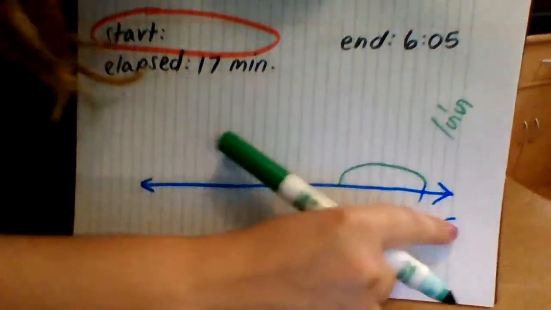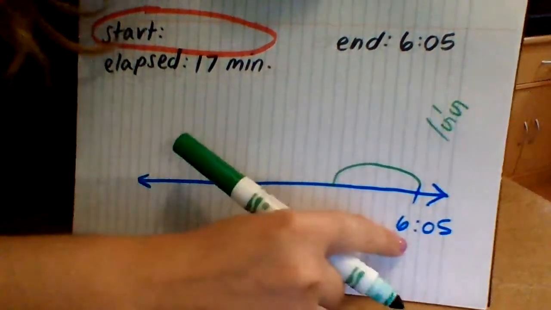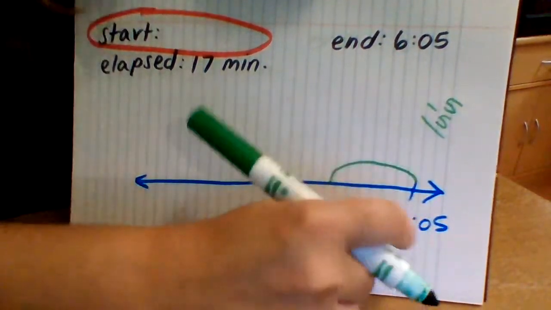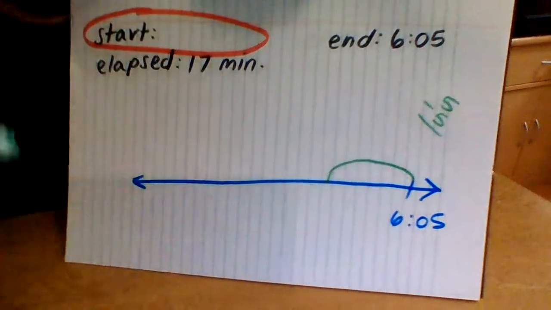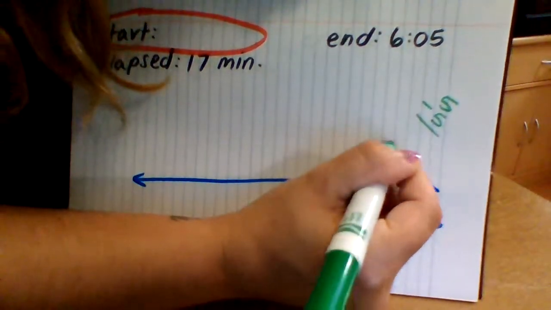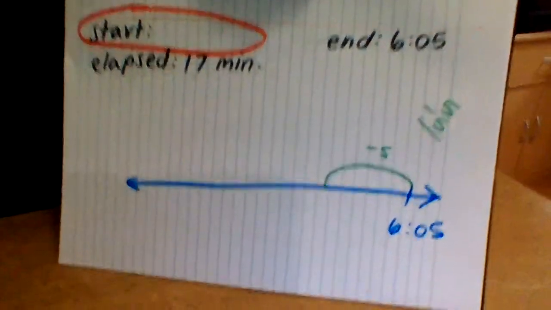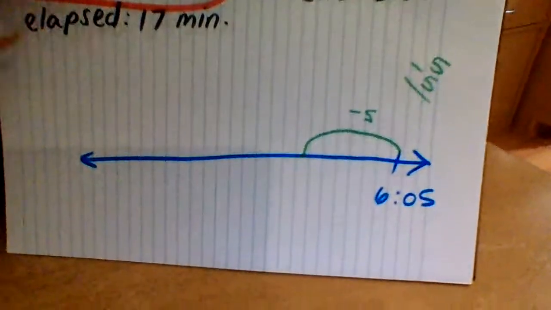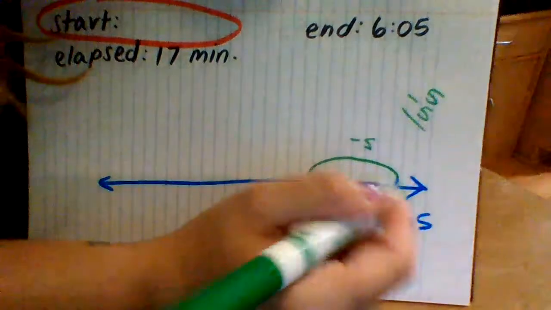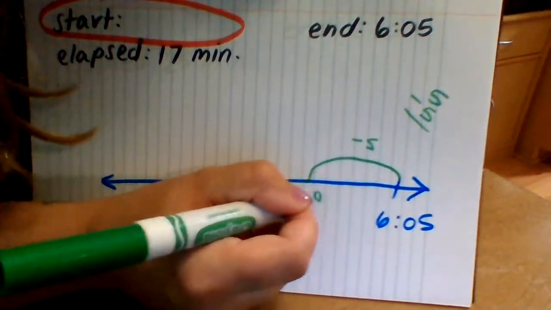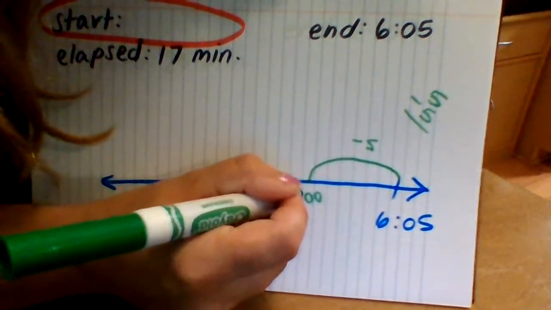If this number was 607, I would take away 7 minutes. If this was 603, I would take away 3 minutes. It's up to me, right? I get to choose. As long as my numbers of hops at the end add up to 17 minutes, then I'm good. Okay? So 605 minus 5 minutes. What's 5 minus 5? It's 0. Okay? Now it's 6 o'clock.